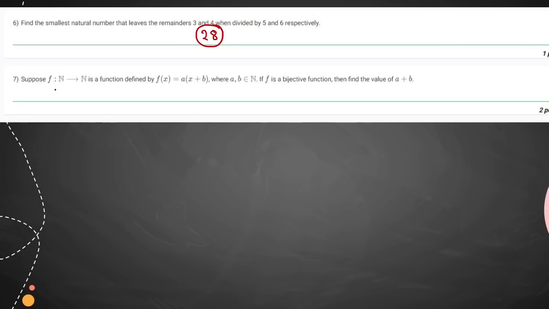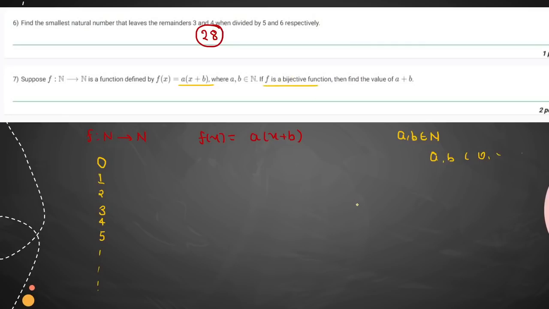So the seventh question says there is a function from natural number to natural number, and it is given by a times x plus b. Okay, so natural number starts from 0 as stated in the course, and similarly it takes value 1, 2, 3, 4, 5 and so on. So it is ax plus b, and a and b also belong to natural number, so that means a and b can take value from 0, 1, 2 and so on.